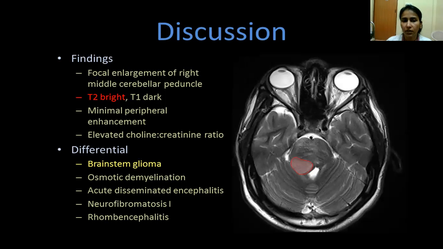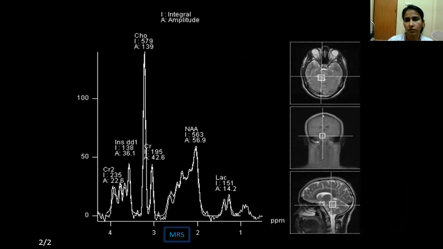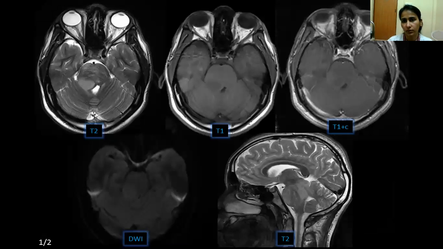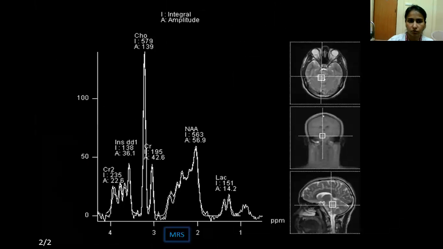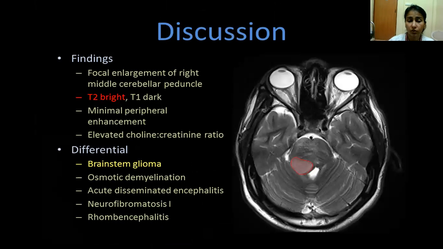There is very minimal peripheral enhancement. Earlier, we thought there is no enhancement at all. But if we look at it carefully, there is minimal enhancement in the periphery of the lesion. If we compare it with T1, we can see there is minimal peripheral enhancement. Okay, next is elevated choline creatine ratio. In this MRS image, there is a choline peak, so elevated choline and creatine ratio.